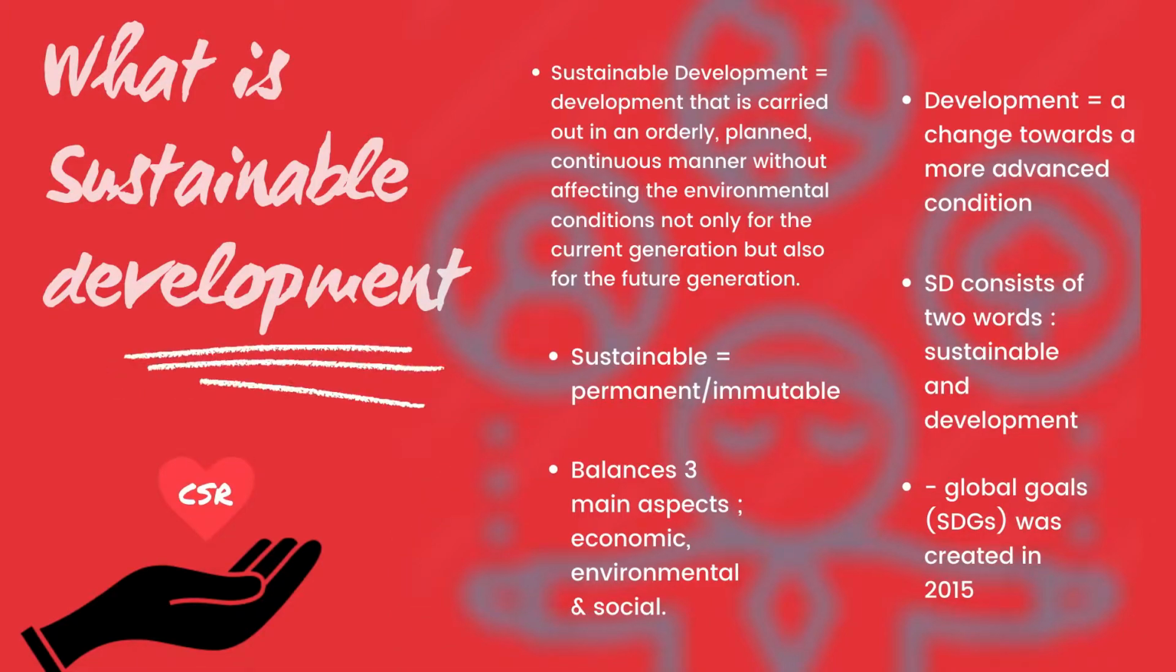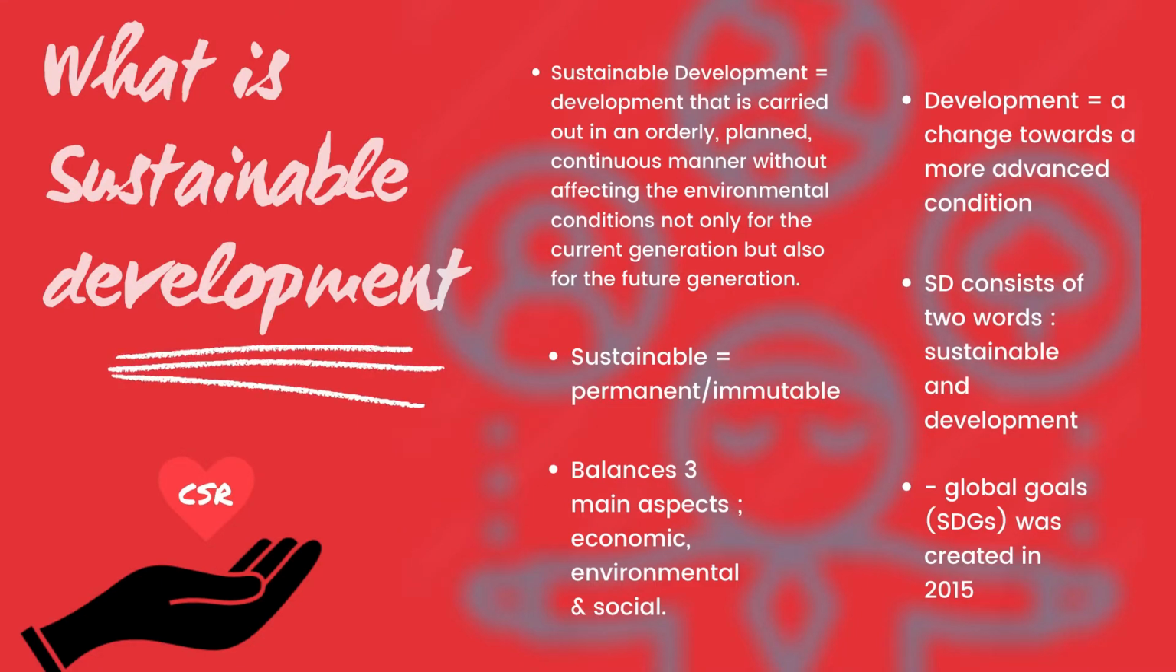Do you know what is sustainable development? Let me give you a general definition. Sustainable development consists of two words, namely development and sustainable. The word development can be defined as a change toward a more advanced condition. Meanwhile, sustainable, according to the Fourth Edition World Dictionary, is related to permanent or immutable. Therefore, combined, sustainable development means development that is carried out in an orderly, continuous manner without affecting the environmental condition, not only for the current generation but also for future generations.